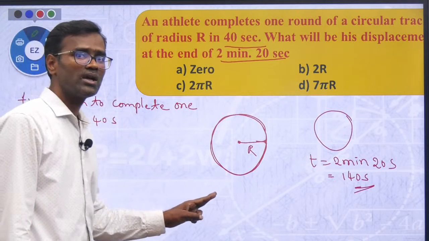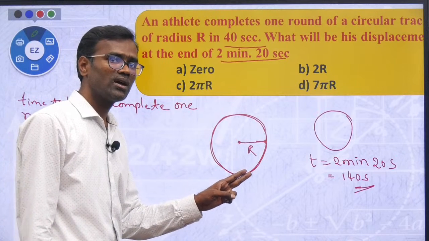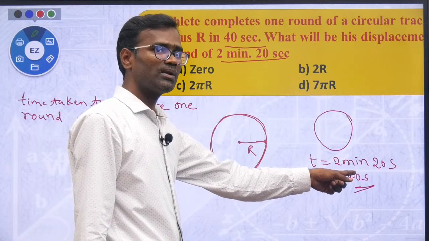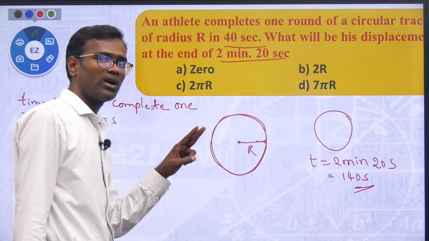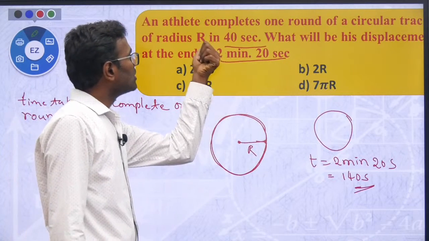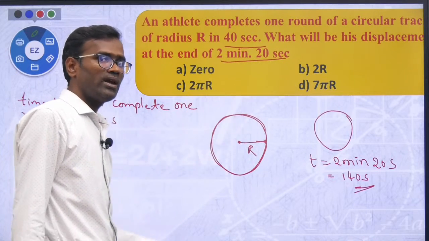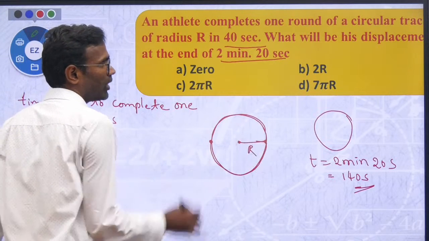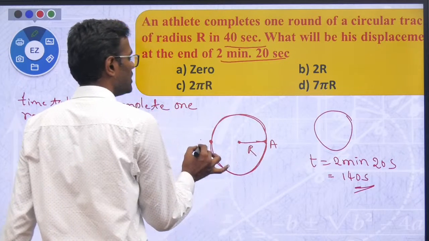For 2 rounds, 80 seconds. For 3 rounds, 120 seconds. So 120 plus 20. For 40 seconds one round, 20 seconds half round. So at the end of 2 minutes 20 seconds, where will he be? He will be exactly opposite to the initial point.